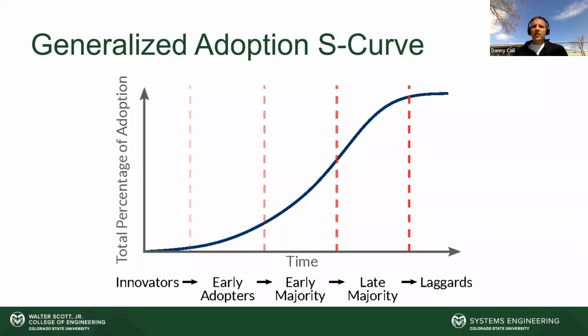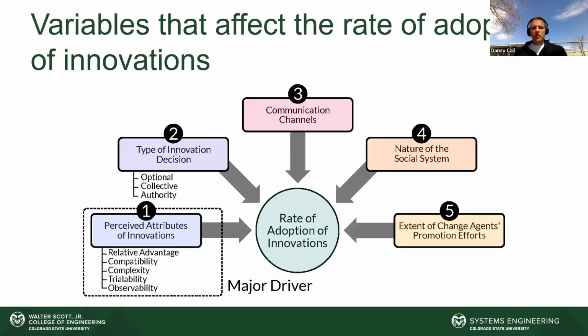And to understand the variables that affect how fast this curve goes and how high it goes, Rogers identified 5 variables. First, the perceived attributes of the innovation itself, the type of decision that goes into deciding whether or not to adopt, the communication channels that are used to spread information and knowledge about that innovation, the nature of the social system that's considering adoption, and finally, the extent of any change agent's promotion efforts.